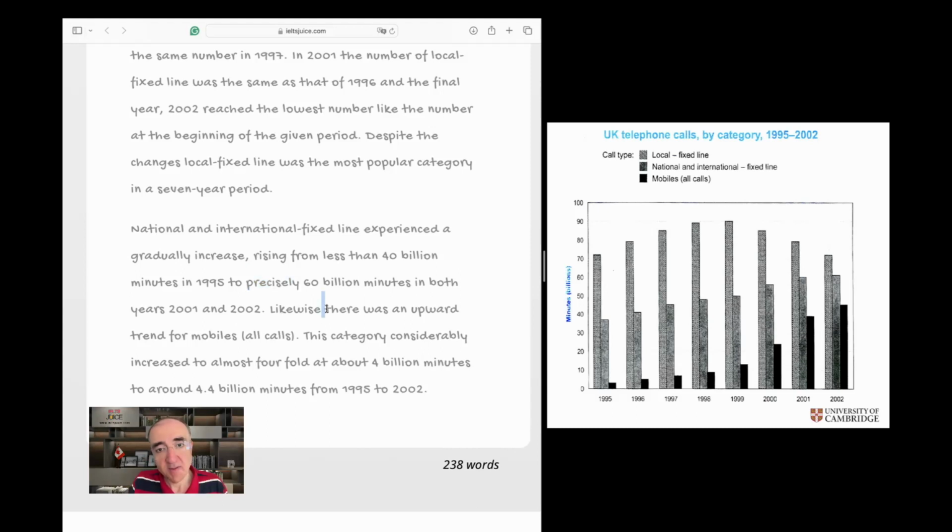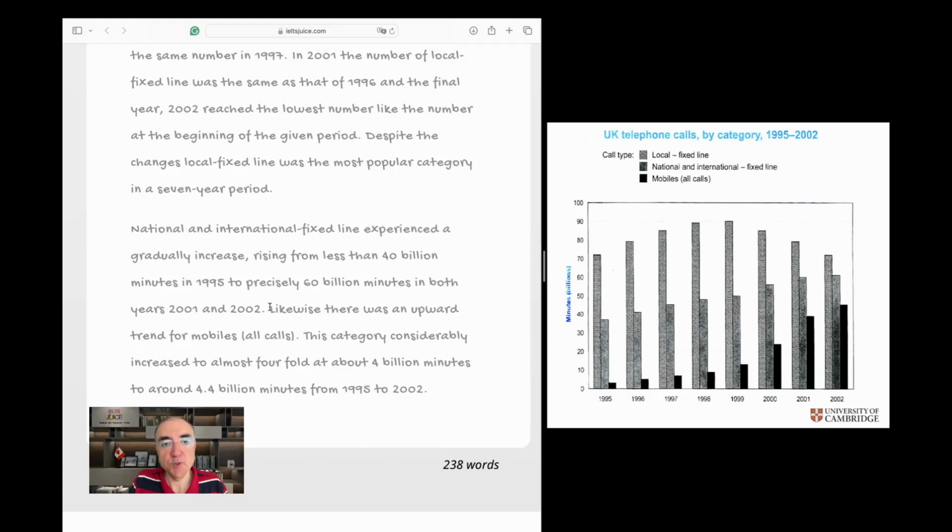Likewise, there was an upward trend for mobiles. Okay, we started this paragraph for you that you want a 9, you want an 8 at your task 1 report. This paragraph doesn't have a proper topic sentence. The paragraph starts by just focusing on one element. In the middle of the paragraph, we realize that, oh, by the way, there's another item, which is totally different from national and international fixed lines. It's about mobile phones, mobile phone calls. And then here it is. That is not good paragraphing.